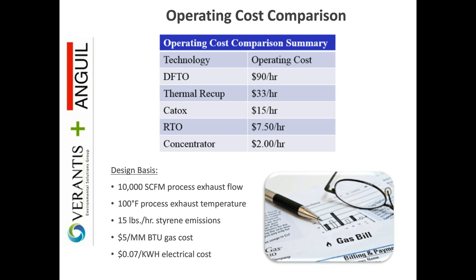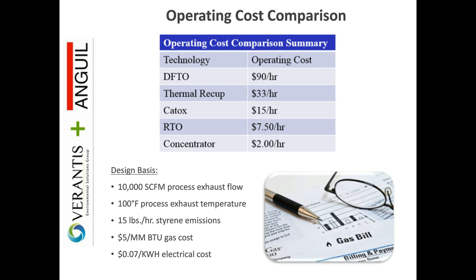And you can see the drastic difference from top to bottom, where the DFTO, you're looking at about $90 an hour ongoing for the entire time that thing is running versus the concentrator on the bottom. And a couple that I'd like to point out too, the difference between the catalytic unit and the RTO. Again, the catalytic unit has a lower operating temperature, significantly lower operating temperature than the RTO, but the difference in energy efficiency is really the driver there. So even though the RTO operates at 700 degrees hotter than the catalytic unit, it still is overall about half the operating cost.